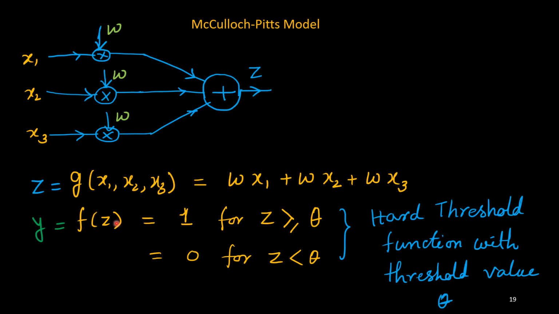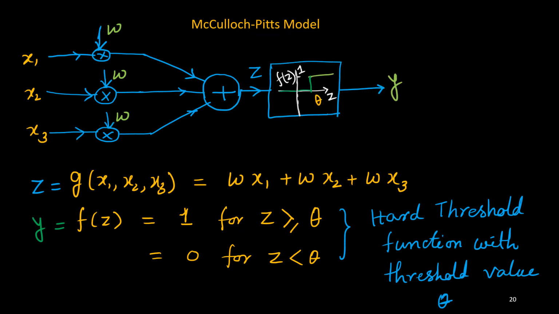Then y is a function of this G. Then we need to use one hard threshold operator function. This threshold value is theta. When G is more than theta, then only it is 1. Otherwise it is 0. So this is your McCulloch-Pitts model.